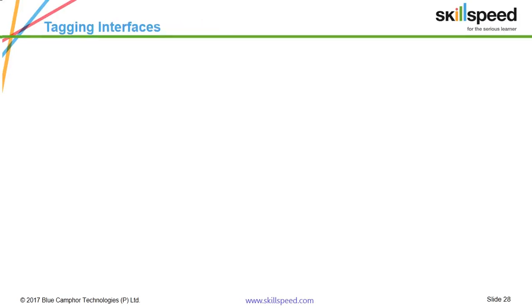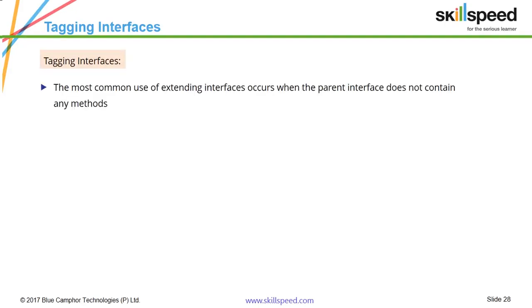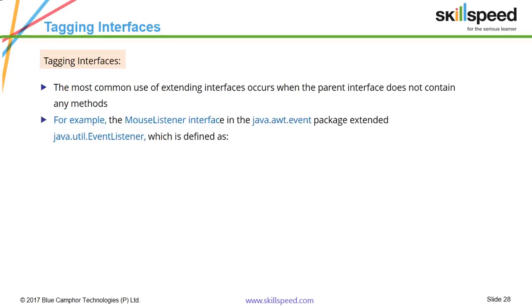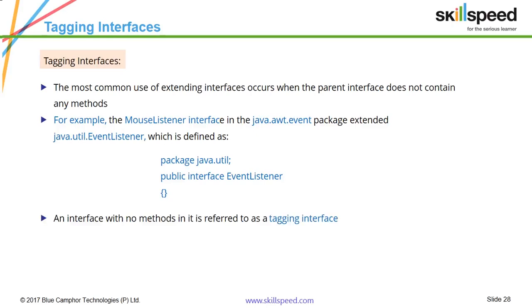Let us look at the concept of tagging interfaces. The most common use of extending interfaces occurs when the parent interface does not contain any methods. For example, the MouseListener interface in the java.awt.event package extends java.util.EventListener, which is defined as package java.util; public interface EventListener. An interface with no methods in it is referred to as a tagging interface.